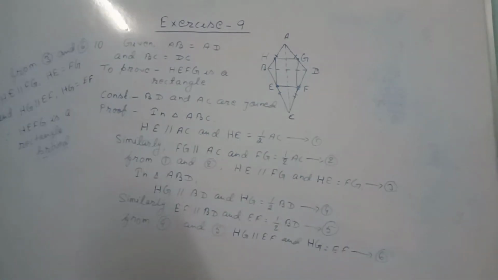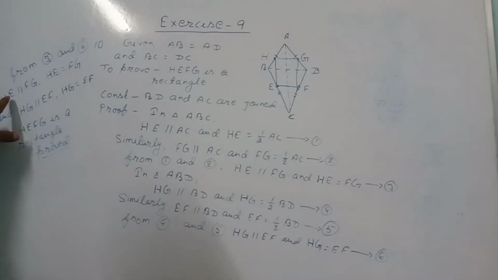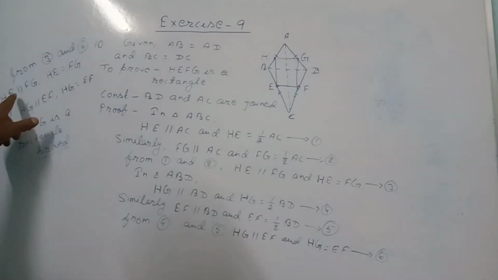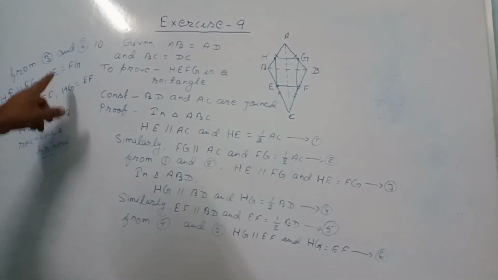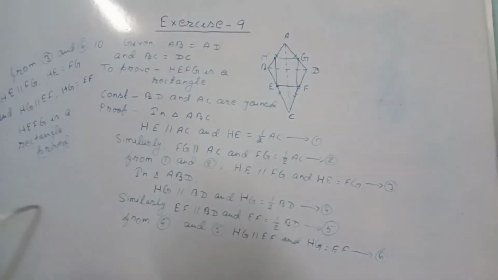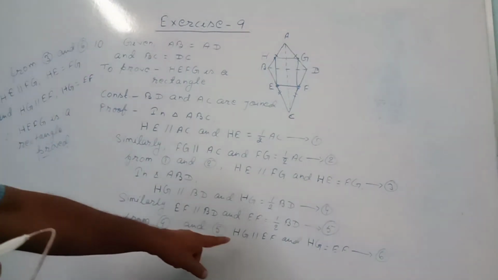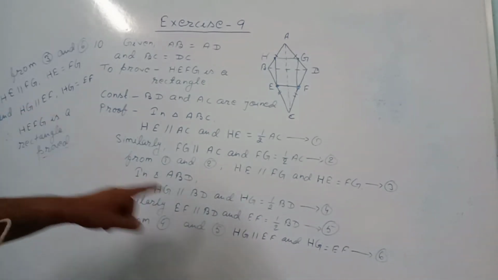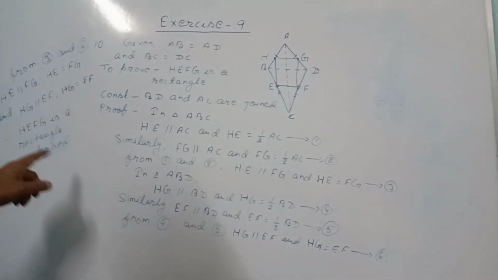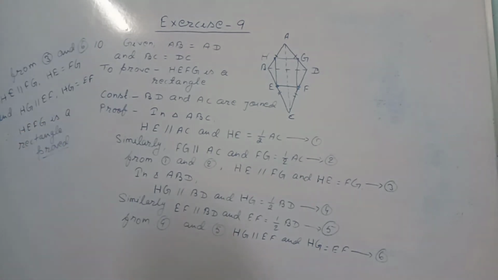So using equation number 3 and equation number 6, we can say HE is parallel to FG and HE equal to FG, and HG is parallel to EF and HG equal to EF. Therefore HEFG is a rectangle, proved.